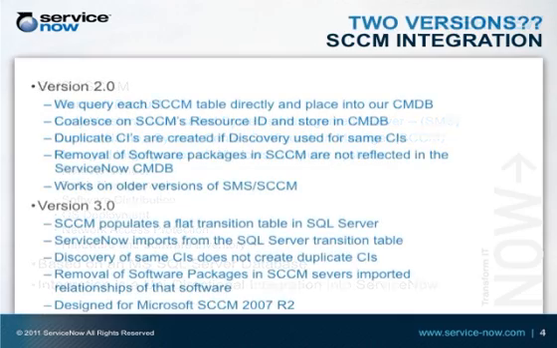So let's cover really quickly the differences between the two versions of the SCCM integration plugins. First of all, for version 2, what happens is we will query on a scheduled basis each of the SCCM tables that we're interested in and transform them and place them into our CMDB. We'll coalesce on the SCCM's resource ID as we store into the CMDB so as not to get duplicate configuration items if the same item shows up at a later date because it was modified or whatnot.